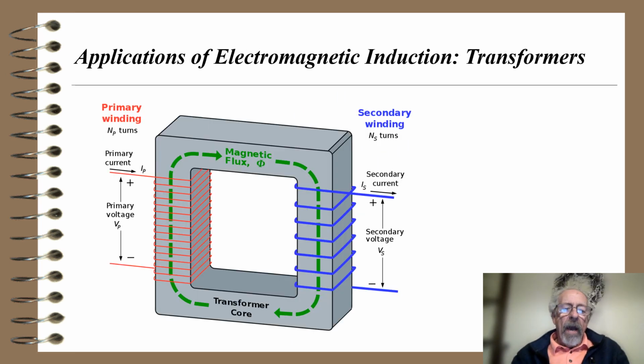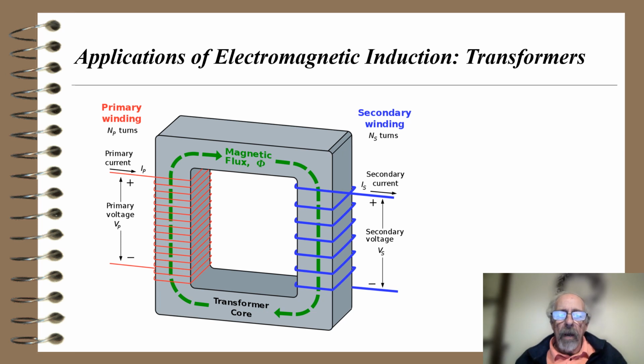So the big application of electromagnetic induction is transformers, and here is a basic transformer. I have a transformer core, and the magnetic flux will flow in that core. I have a primary winding of N sub P turns, P being the primary. I have a primary current of I sub P and a primary voltage of V sub P. And I induce a voltage in the secondary winding. It has N sub S turns, or secondary turns. I have an I sub S current and V sub S secondary voltage.